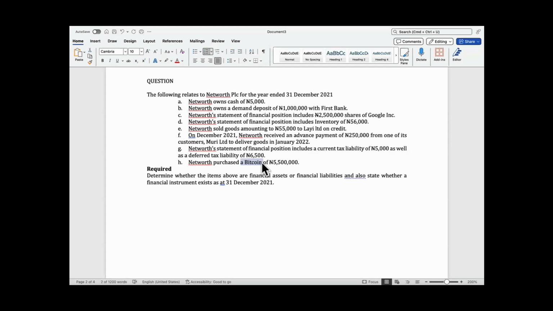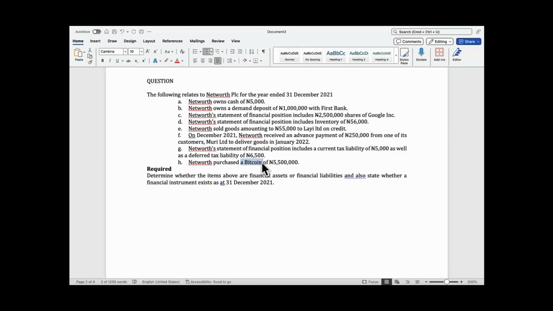Intangible. Sir, are you saying it is a current asset? Intangible, it could be, I don't know. It's a question. If you think it's a current asset, it's fine. But I can hear somebody says an intangible asset. Yes, that's correct. Bitcoin can be an intangible asset. It is an identifiable non-monetary asset without physical substance.